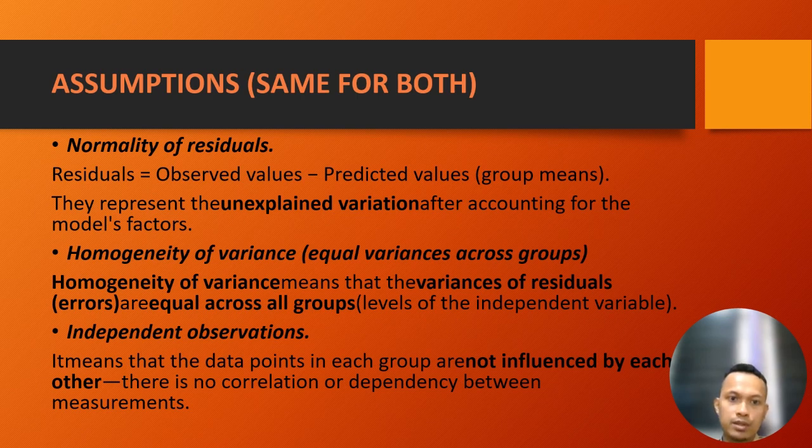And assumptions, same for both. Normality of residuals, observed values, predicted values, group means. Yeah, there are three here. Homogeneity of variance, equal variance across groups, and then independent observations. Yeah, this is the assumption.